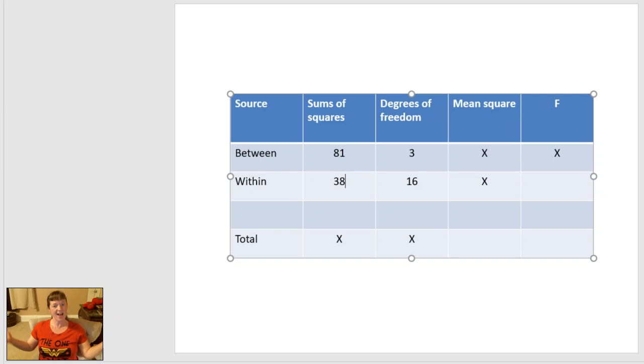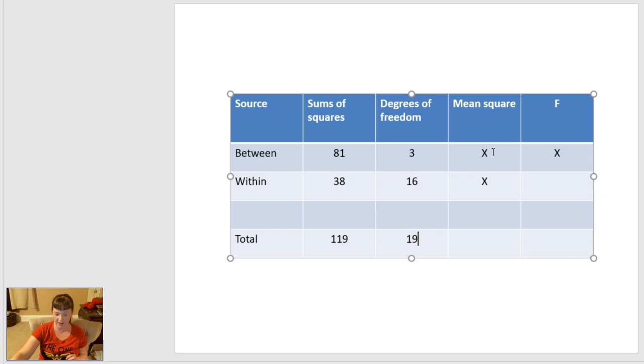Now, hooray! I can complete this ANOVA table, this source table. If I wanted to figure out the total sums of squares, I could just add these two. And I get 81 plus 38, which looks like it's 119. And then I take 3 plus 16, and then I get 19.